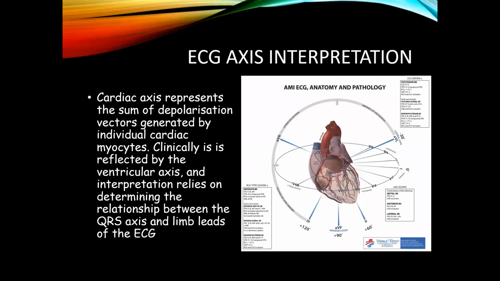We will now look at the ECG axis interpretation. Cardiac axis represents the sum of depolarization vectors generated by individual cardiac myocytes. Clinically it is reflected by the ventricular axis, and interpretation relies on determining the relationship between the QRS axis and the limb leads of the ECG.